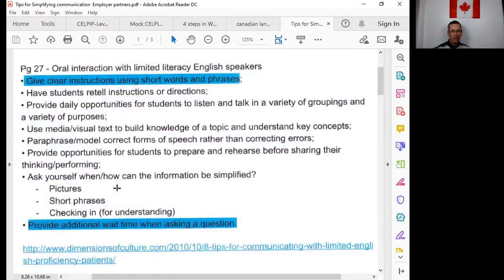And so when we're speaking, a lot of times I've noticed that people will say what's natural for us, and we're not thinking about how easy or difficult is that for the lower level English learner to understand. So providing pictures, having short phrases, checking in for understanding, and providing additional wait times when asking a question are all things that can be helpful. And that's where I've highlighted there, especially at the bottom with the additional wait time.